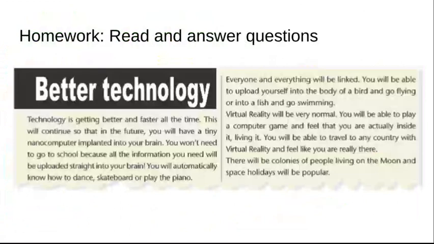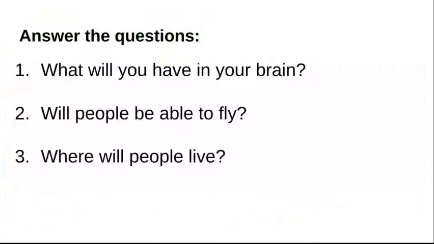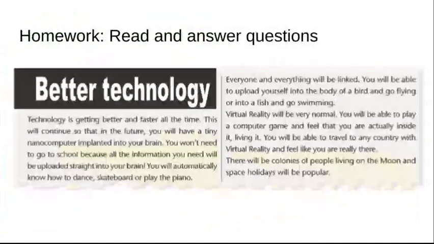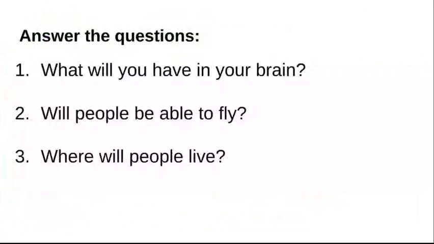For homework, you can read this short paragraph and answer the following questions here. What will you have in your brain? Will people be able to fly? And where will people live? First, you have to read the text. You can pause the video and read the text, and then you answer these short questions that go with the text. All right. Good job.